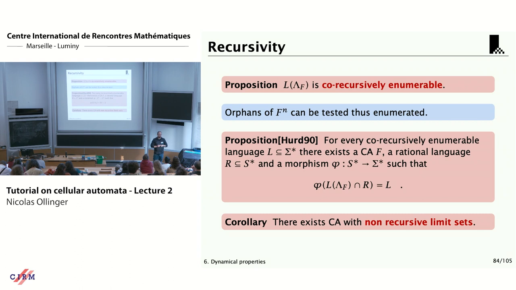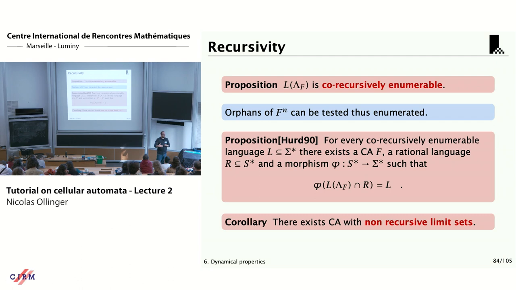So you give the CA, you give your word, it computes. If this word is forbidden in the limit set, at some point it will stop and tell you, yes, it's forbidden. And if it's not forbidden, it might stop and tell you that it's not, or it might not stop, actually.